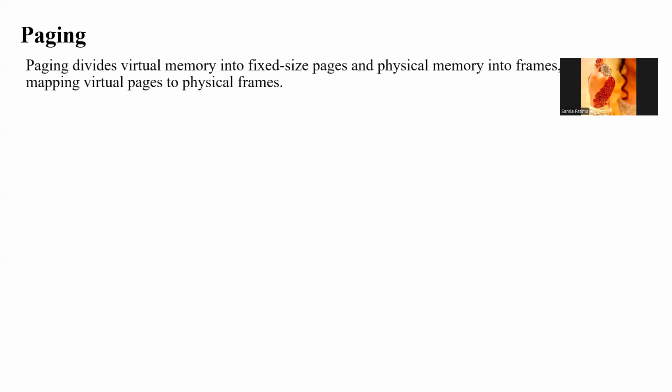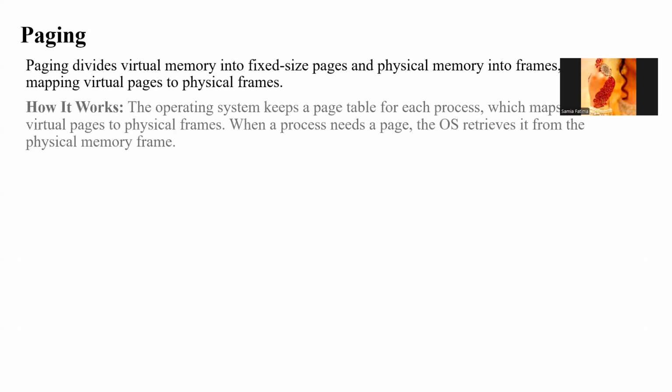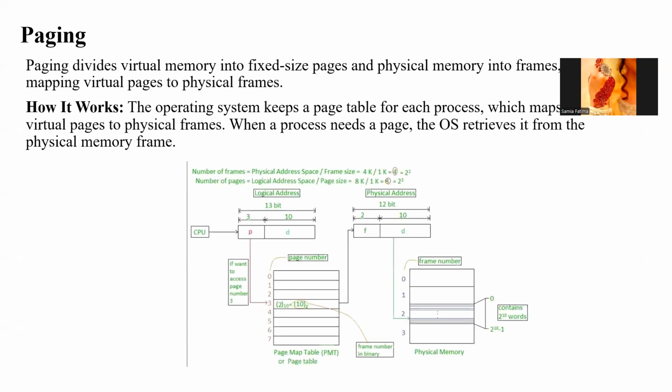Let's start with paging. Paging divides virtual memory into fixed-size pages and physical memory into frames, mapping virtual pages to physical frames. Let's see how paging works. The operating system maintains a page table for each process, mapping virtual pages to physical frames. When a process needs a page, the OS retrieves it from the physical memory frame.